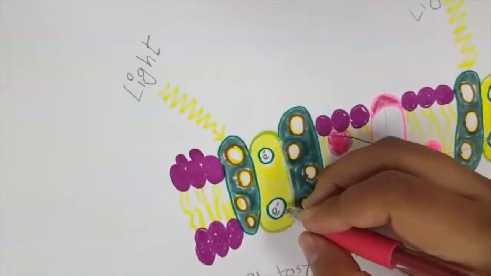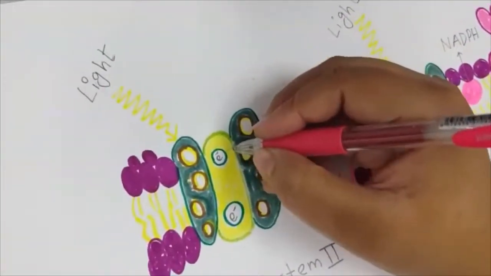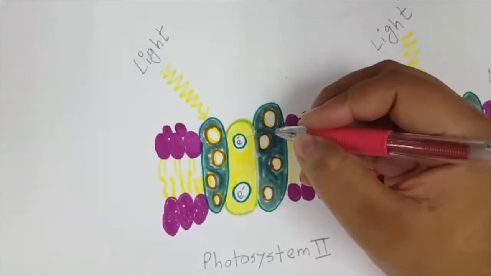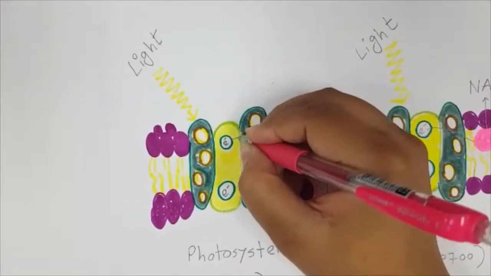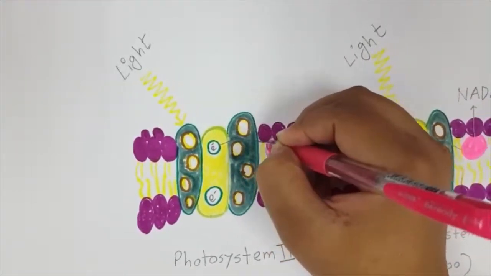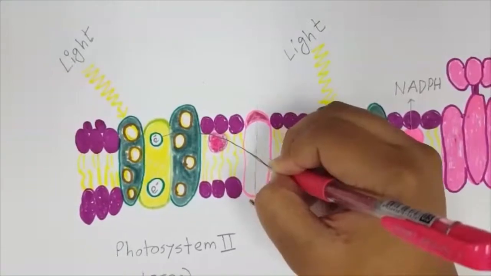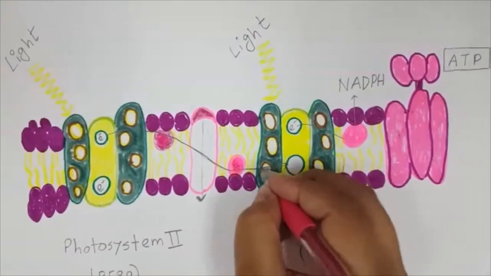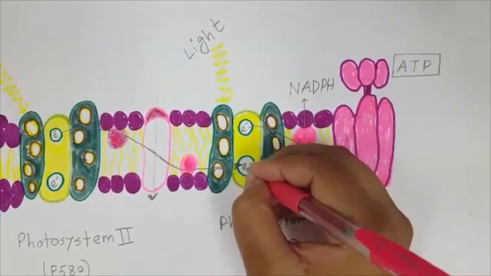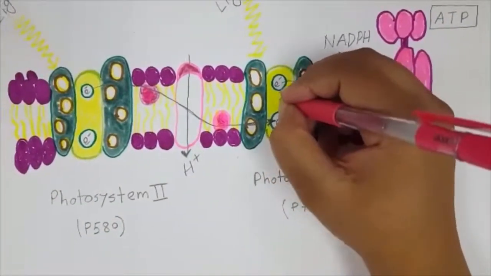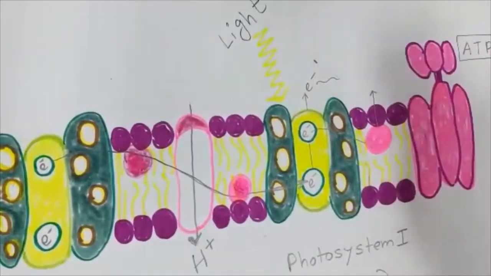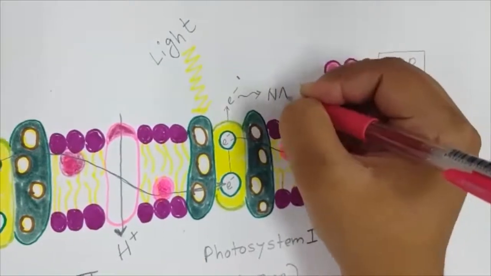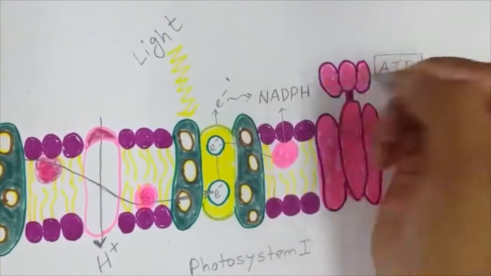So the electrons of photosystem 2 absorb light to become energized electrons. After they become energized, they will transfer through the thylakoid membrane. And photosystem 1, when it absorbs the light and the electron becomes energized, produces NADPH from NADP plus.